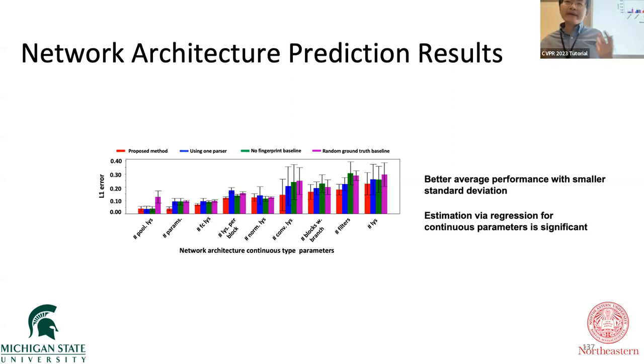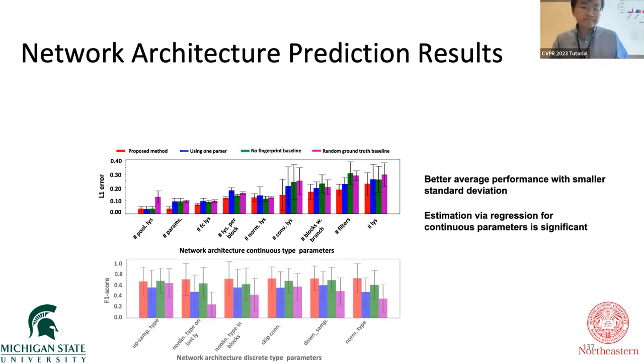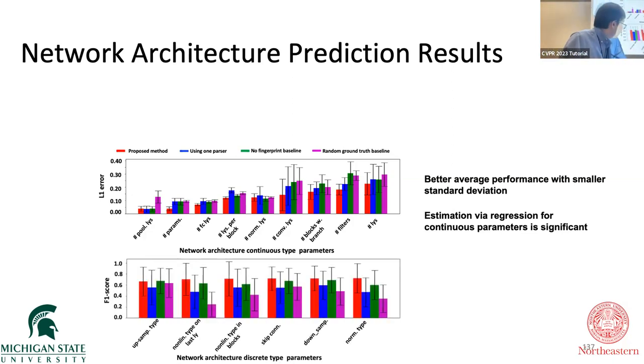What does that mean? It means that different hyperparameters have different footprints in the final generated images. Some parameters have strong correlation, some parameters have weaker correlation. Okay, that's very important information. So it looks like the pooling is quite detectable, basically, right? How many pooling layers you're using in the network. But other parameters, such as how many filters, are relatively harder to estimate. Okay. And this is the network architecture for the discrete type.